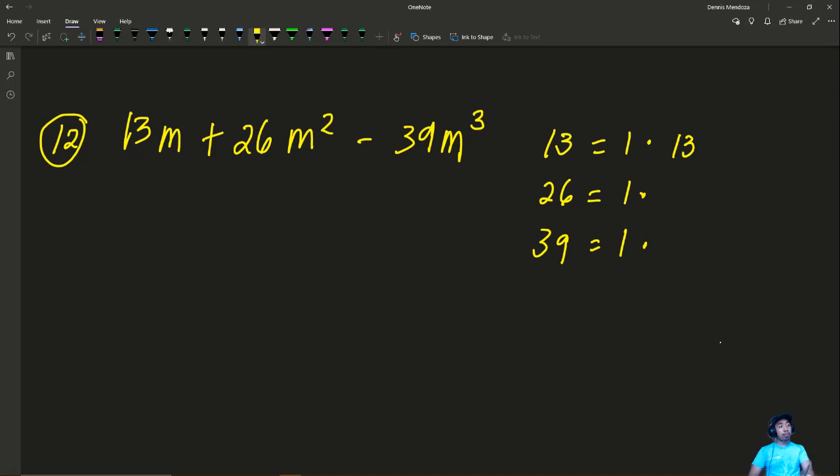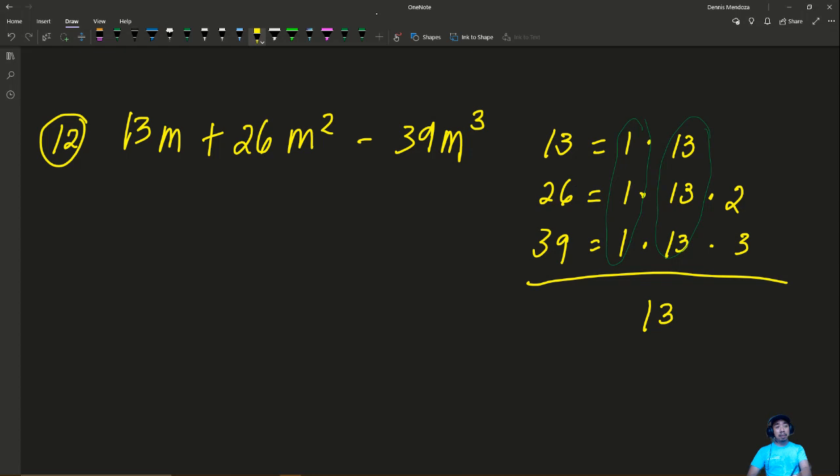And if you double 13, you will have 26. So it only means we have 13 here and a 2. In 39, if we triple 13, then we're going to have 39. So 13 and then 3. So it only means one thing. We have factors of 1 and 13. So our greatest common factor there is 13.